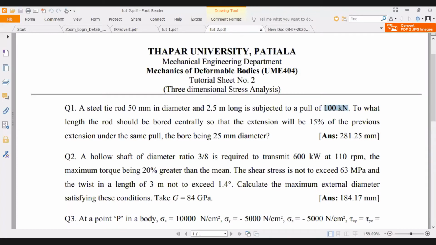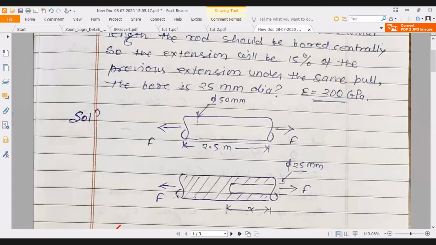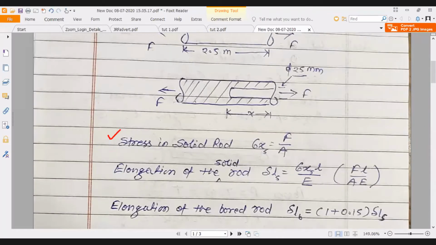In the question it is not given, but it is required. So elongation in the solid rod is calculated by this formula: stress multiplied by L divided by E. I think you are all aware of this elongation formula. If force is given, then FL divided by AE. Here A is the cross-sectional area, E the Young's modulus, L the length and F the force.